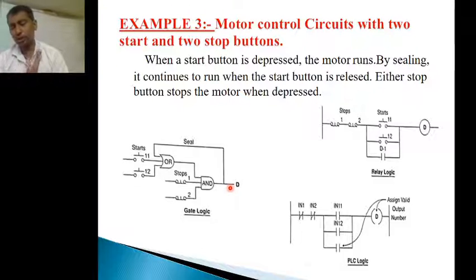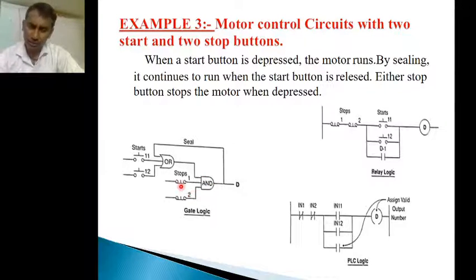So in order to stop the motor, what do we have to do? We have to make this D as 0. In order to make D as 0, we have to make any one of the inputs 0. Either we can make stop button 1 as 0 or stop button 2 as 0. Then any one input being 0 for the AND gate gives the result as 0. So the output is 0. When the output is 0, the seal circuit is 0, so the OR gate output is also 0. So the motor will be stopped.